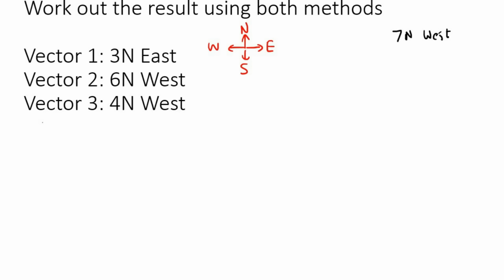So for the calculation method, you need to choose what you want as positive. So you can choose west or east as positive. I'm going to just choose east as positive.